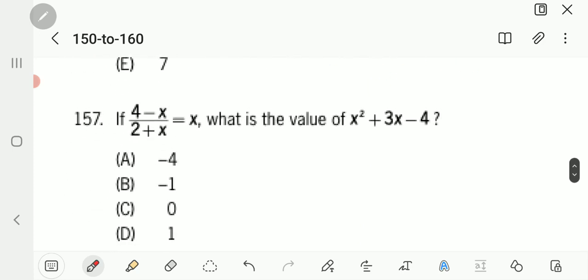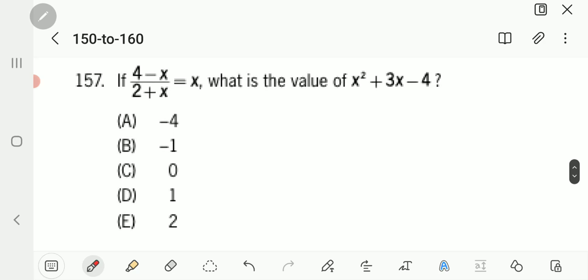So let's solve this. It looks intimidating at first, so how do we go about it? Let's try and clear the fraction first. On clearing the fraction, when we cross multiply, we have 4 minus s equals 2s plus s squared. Okay, let's now collect like terms.